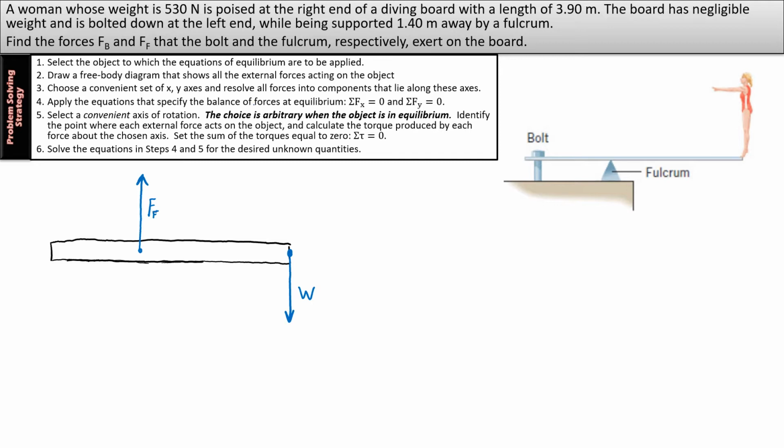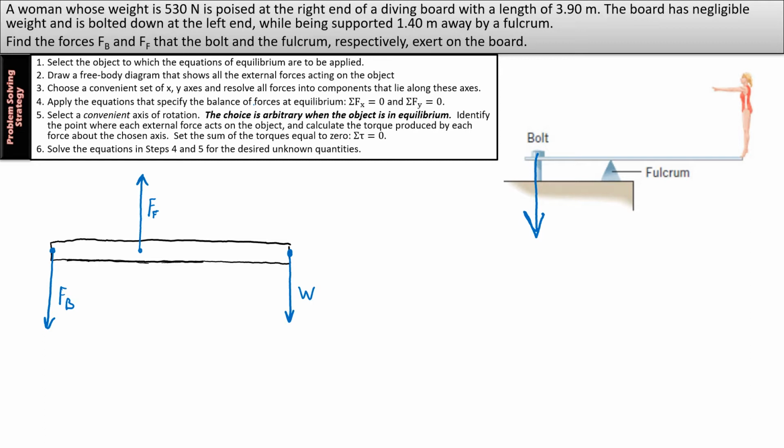And then what direction is the force that the bolt exerts? The bolt is bolting this thing to the ground. What would happen if the bolt wasn't there? This whole thing would tip over this way, because of this person's weight. So this bolt must be exerting a force this way to keep the board from moving that way. The bolt is exerting a force straight downward, and it's right at the end. It says at the left end, so we could draw that right at the left end, and we could call that FB.